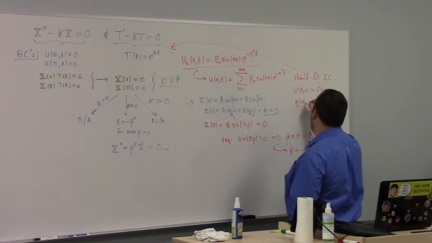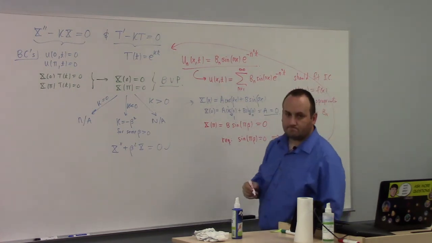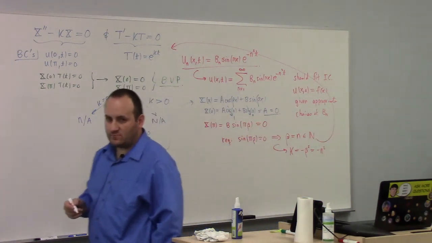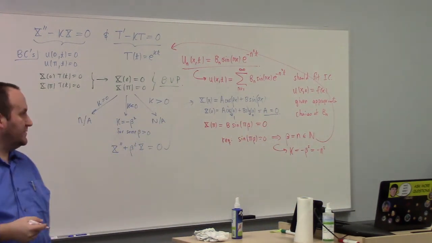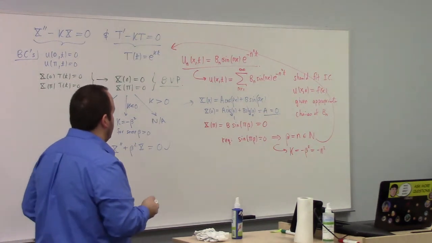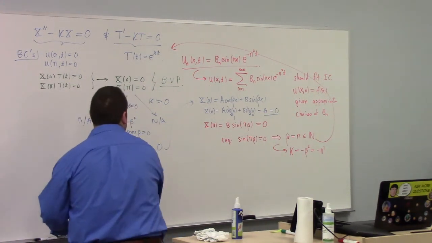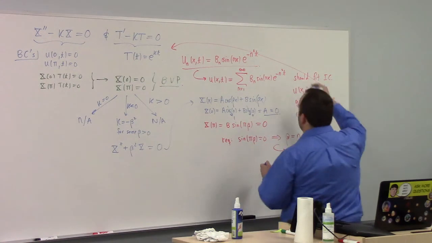Given appropriate choices of B sub n. What happens when you plug in time 0 into this infinite series of boundary value solutions?